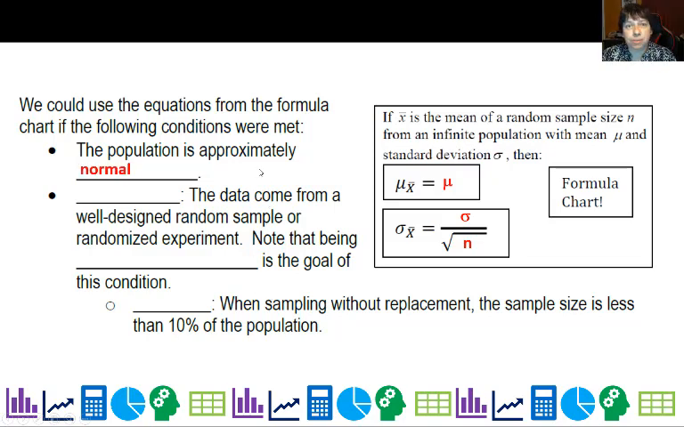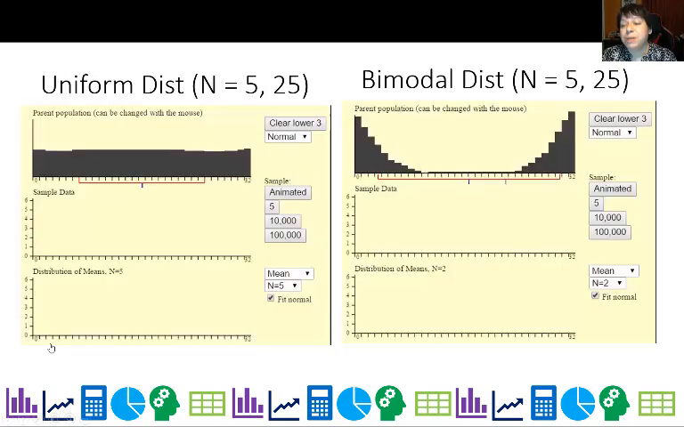When the population is approximately normal, when the random condition is met, that is, the data come from a well-designed random sample or randomized experiment. And remember that the goal is to be representative. So if they tell you that it's representative, then you're fine. The 10% condition: when you're sampling without replacement, do not take more than 10% of the population. Now, that was if the parent was normally distributed.